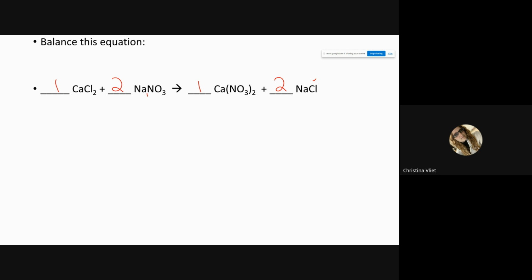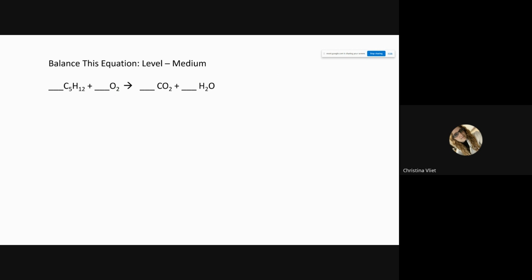Here's the other type of medium level 2 question. So this is the type of question you can still see on your test on Friday. Here we go. 2-1. Balance this equation, level medium. See if you can once again beat me to the answer. It's like 2.5. Similar, but not exactly the same.